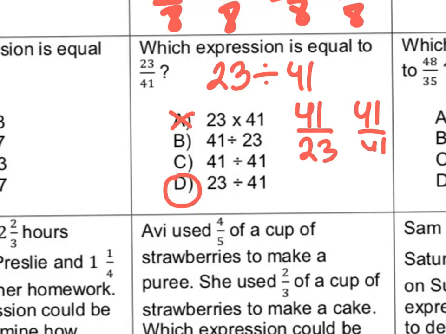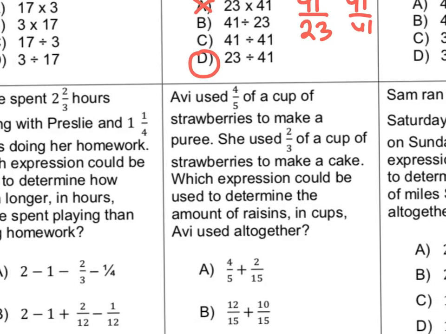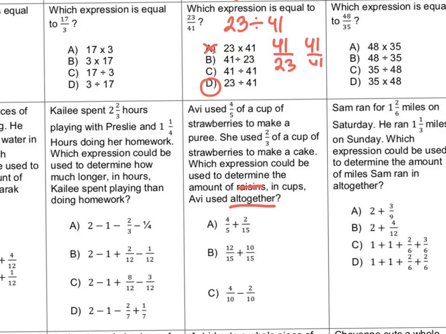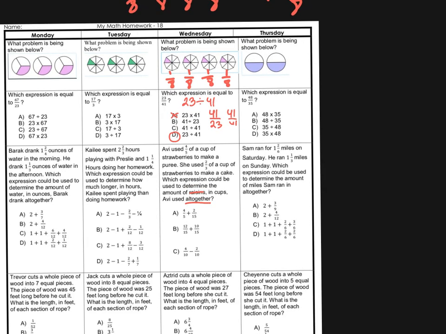For the next one, it says Avi used 4/5 of a cup of strawberries to make a puree. She used 2/3 of a cup of strawberries to make a cake. Which expression could be used to determine the amount of, it's supposed to be, amount of strawberries, not raisins, in cups Avi used all together. So the word all together means to add. So we would do 4/5 plus 2/3. And we would create our equivalent fraction.